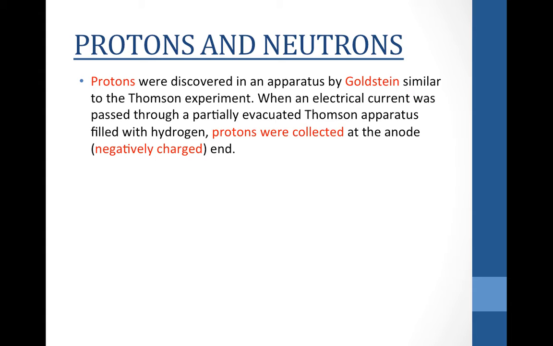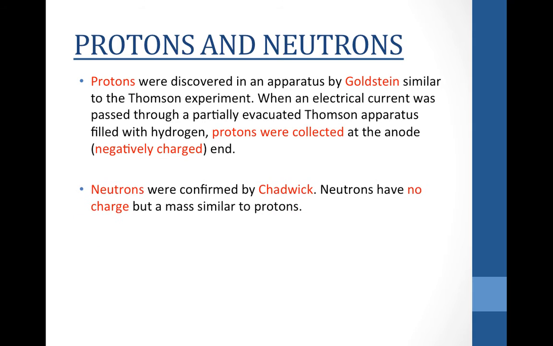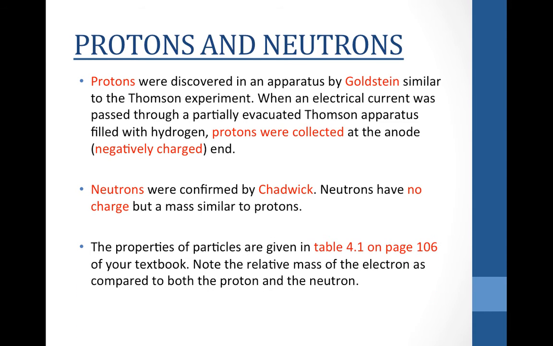Protons and neutrons. Protons were discovered in an apparatus by Goldstein, similar to the Thomson experiment. When electrical current was passed through a partially evacuated Thomson apparatus filled with hydrogen, protons were collected at the cathode, or negatively charged end. Neutrons were confirmed by Chadwick. Neutrons have no charge but a mass similar to protons.